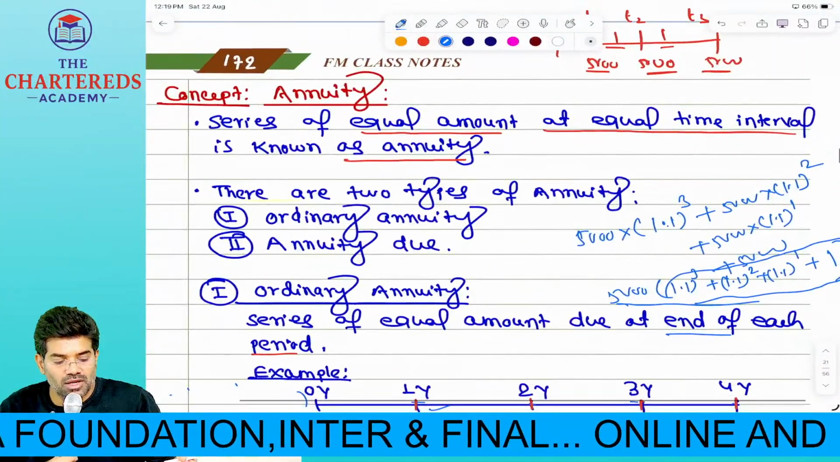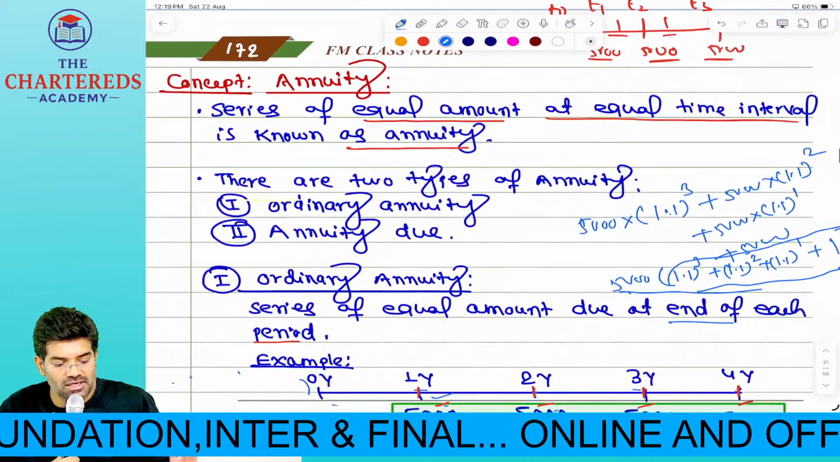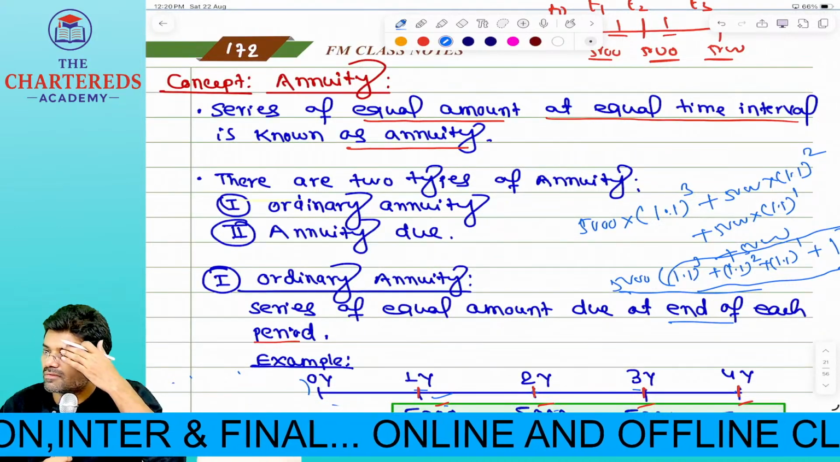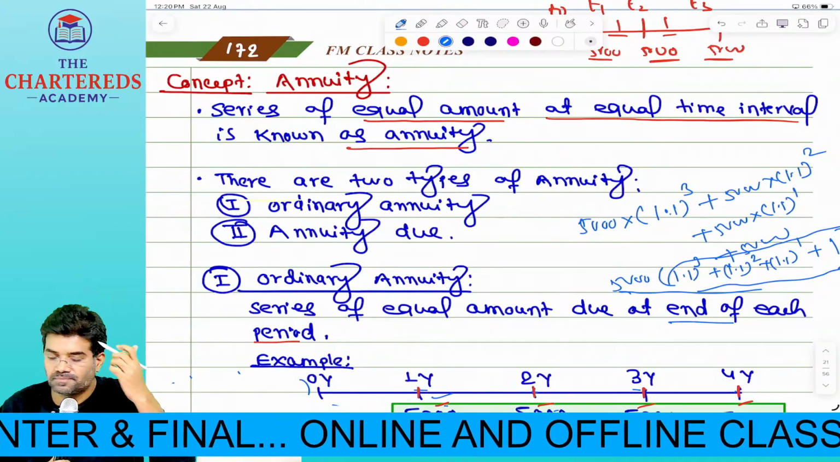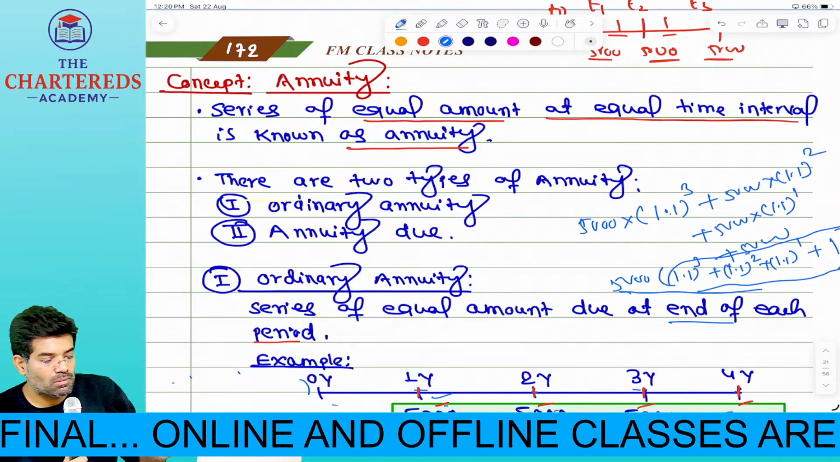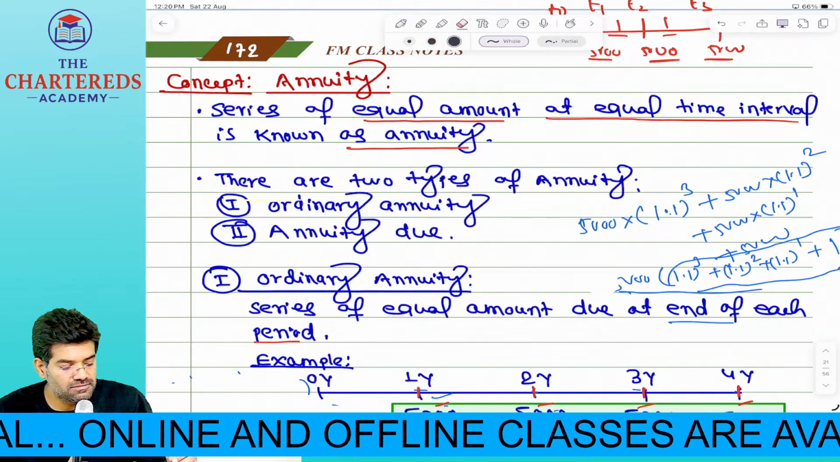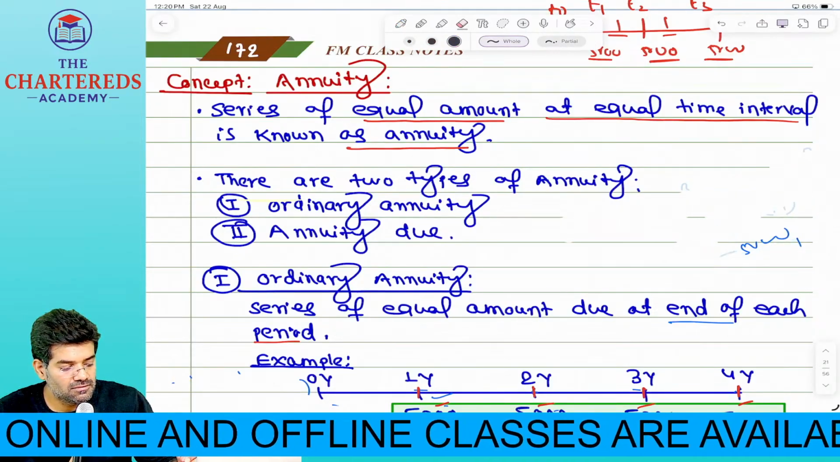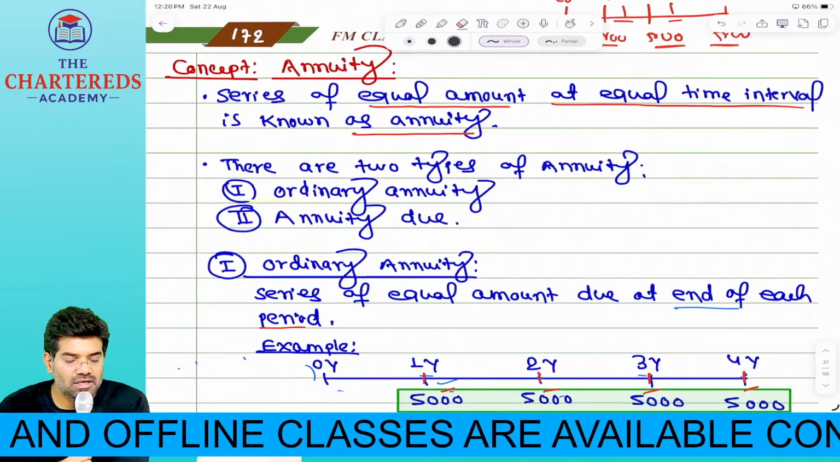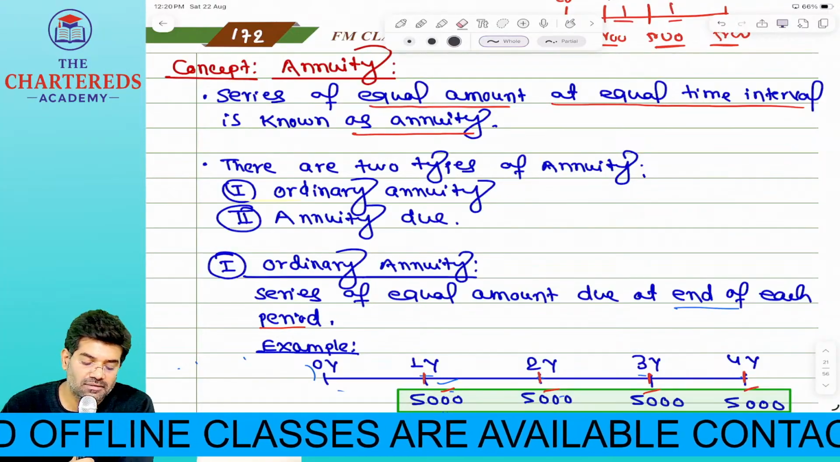Series of equal amount at equal time interval is known as annuity.